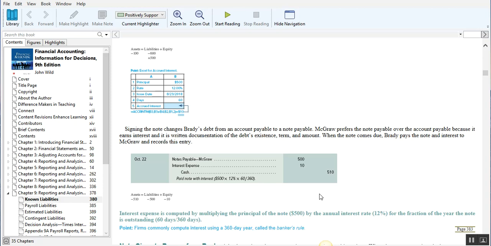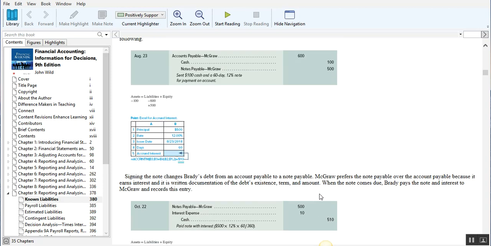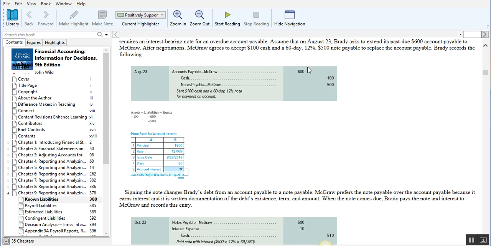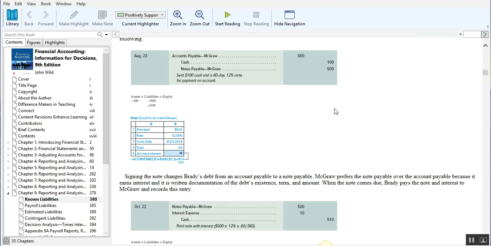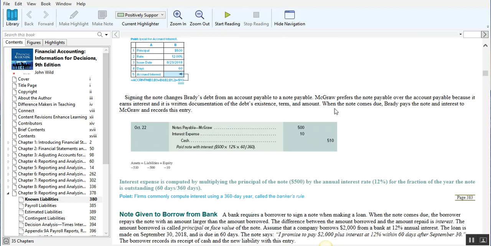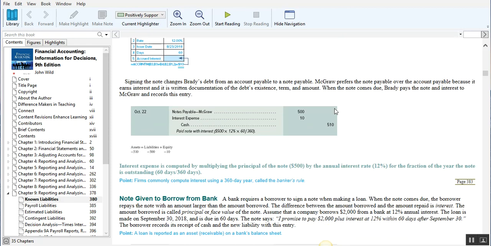Then when you actually pay that note off, now I want to mention here, when you set this up and you trade the accounts payable out for the notes payable, you're going to debit the accounts payable for the entire balance, show the $100 payment, and then the credit for the new balance on the notes payable. So that signing of the note will then change that accounts payable to notes payable.